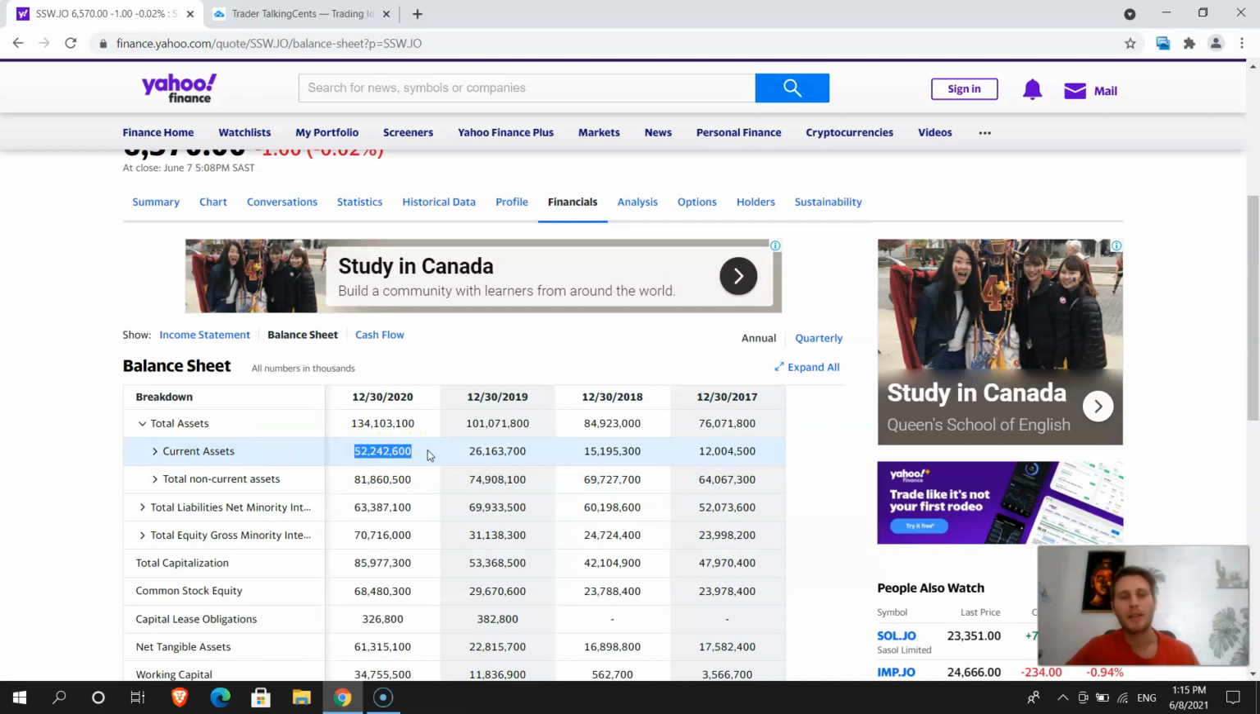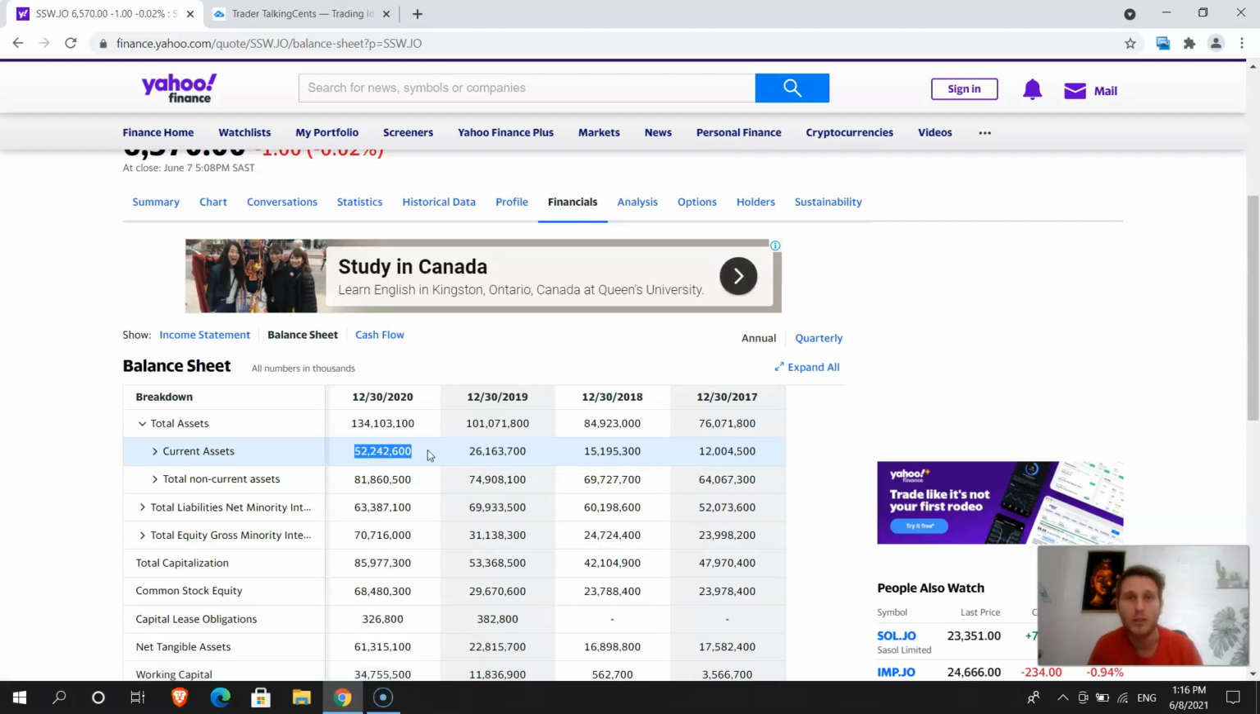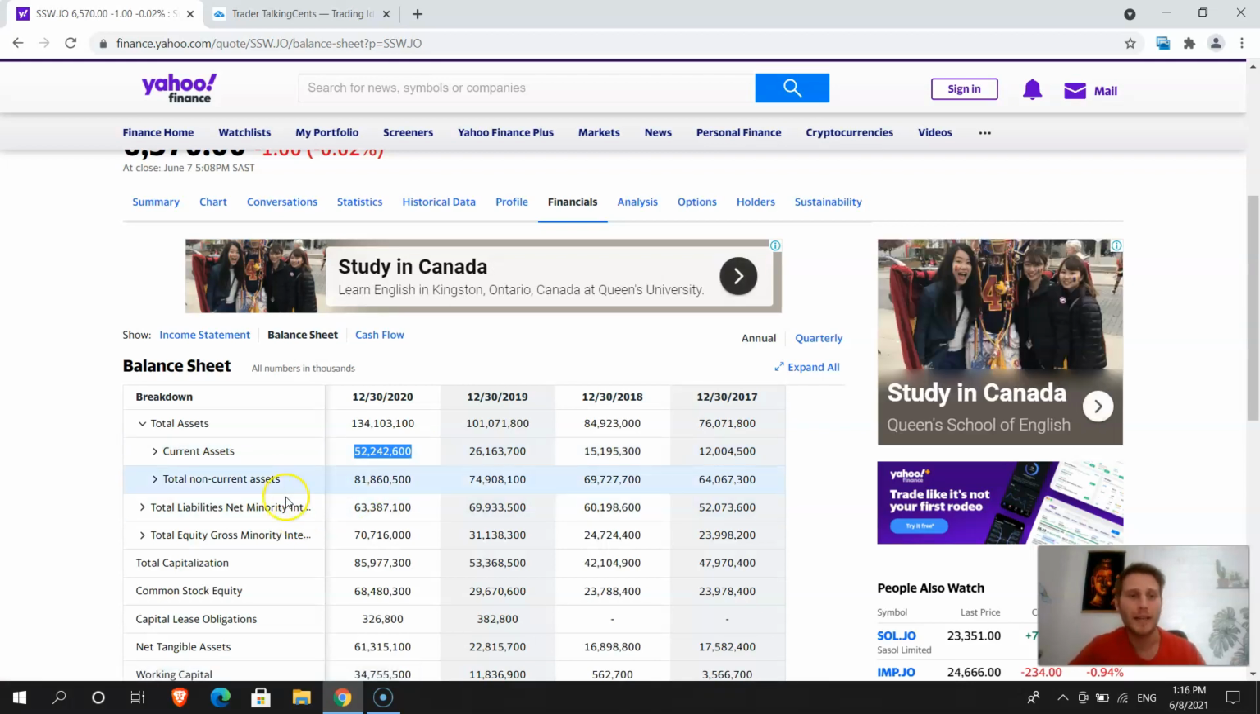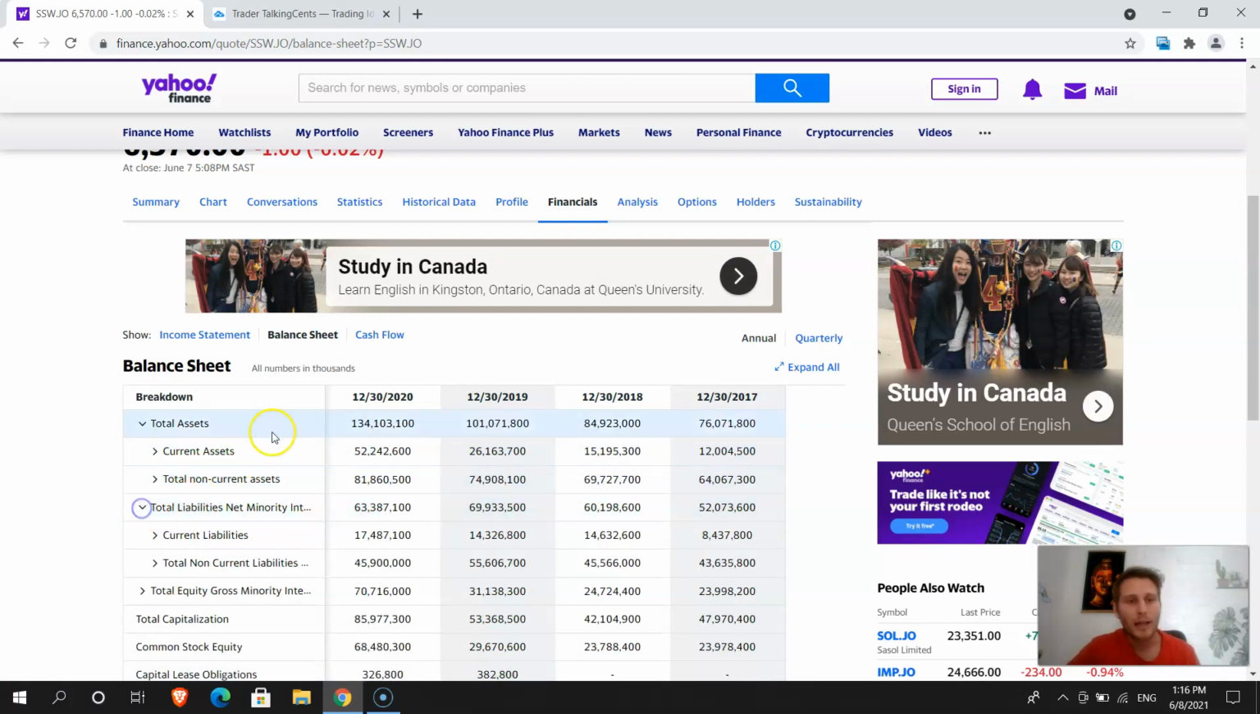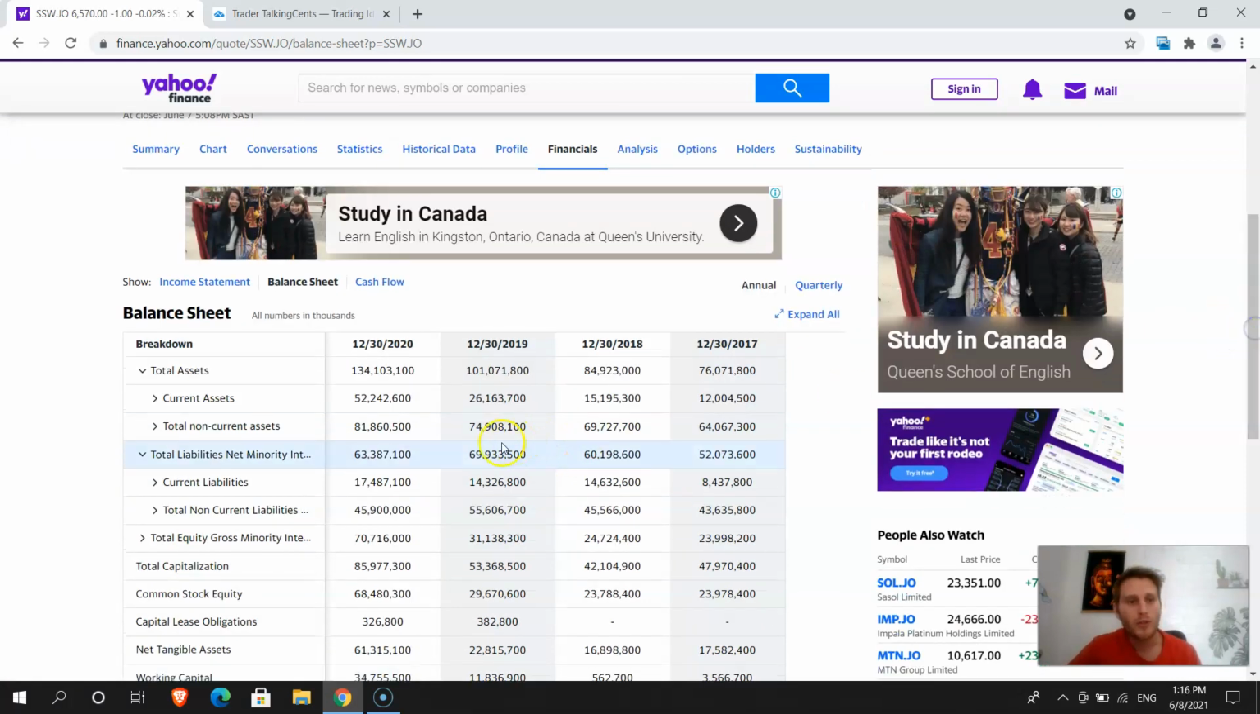This is telling us that Sibanye has 52 billion in cash, or things that they can convert to cash very quickly. So they've got 52 billion in cash that they have access to over the next 12 months because it's current assets. And if you look at their liabilities, you will see that they have current liabilities of 17 billion.